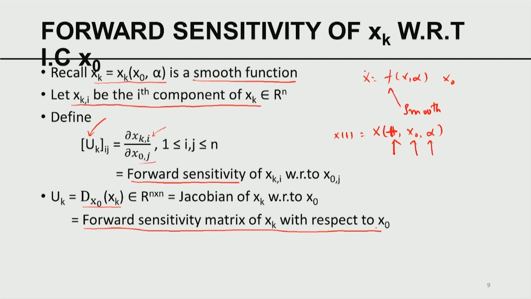So, what does this say? If you make a small change in the initial condition at time 0, what will be the effect of that small change in the initial condition on the solution at time k? That's what this matrix of forward sensitivity captures.